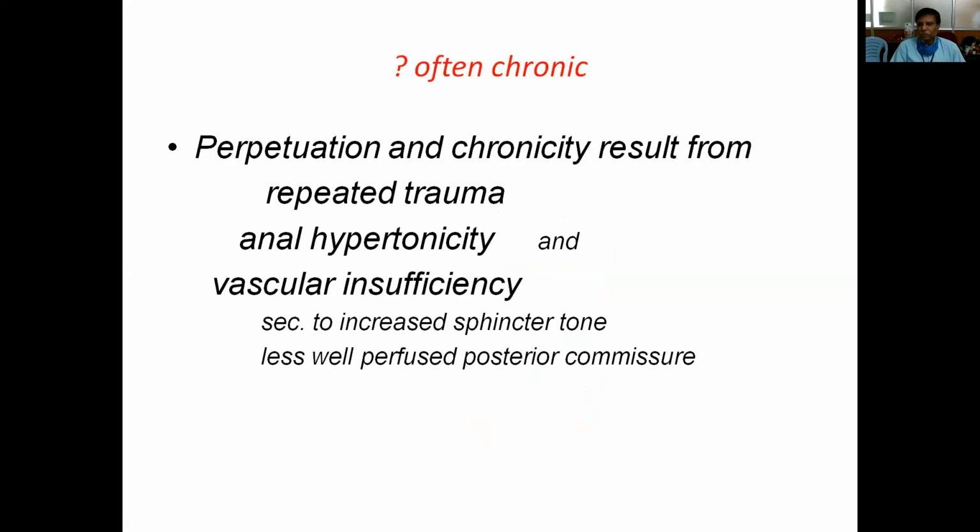And often it is chronic. It takes a long time for healing, or sometimes it persists without any healing. What is the reason for the chronicity of this ulcer? The perpetuation results from repeated trauma. Every day the person has to defecate, and that will disturb the ulcer. Lack of rest will not allow the ulcer to heal. The second factor is muscle spasm, anal hypertonicity of the internal sphincter muscle. The third factor is vascular insufficiency in the midline. In the midline the vascular supply is less, so with less blood supply the ulcer will not heal. These three factors, repeated trauma, anal hypertonicity and vascular insufficiency, make the fissure chronic and take a lot more time for healing.